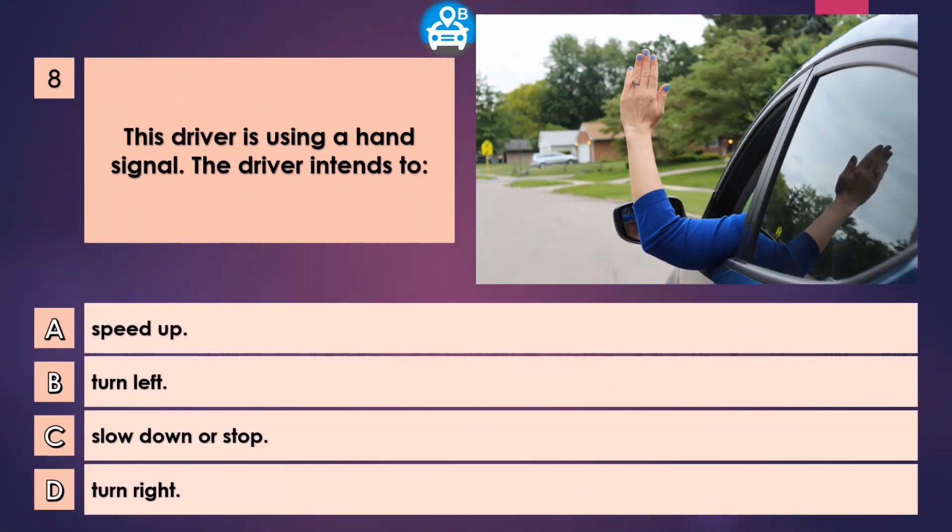This driver is using a hand signal. The driver intends to: A. Speed up. B. Turn left. C. Slow down or stop. D. Turn right.